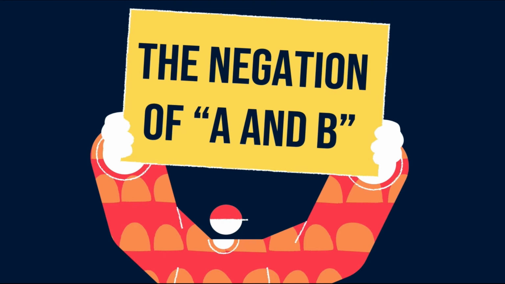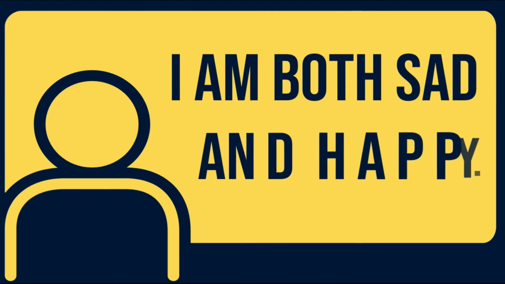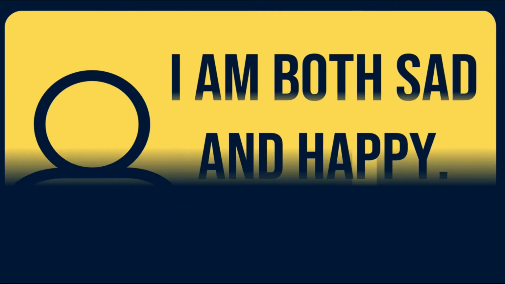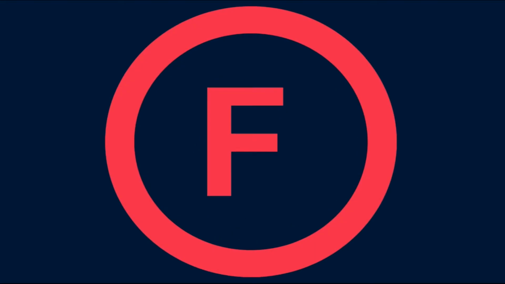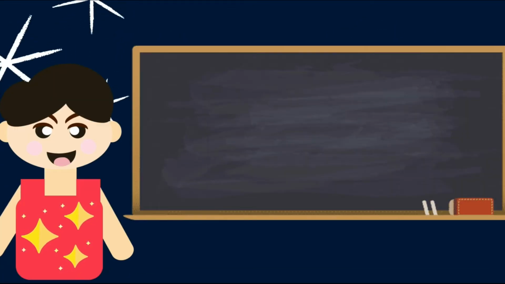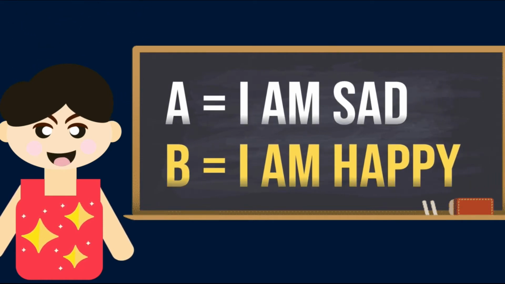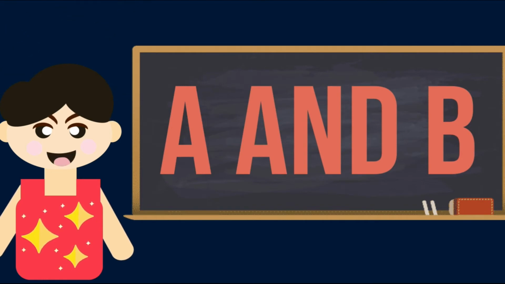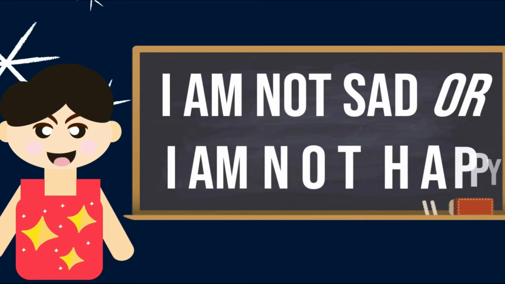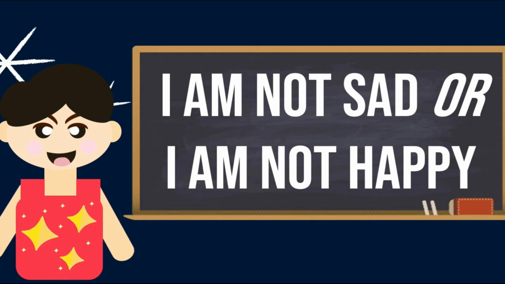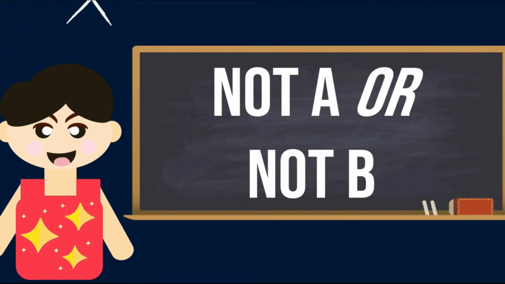Second, the negation of A and B. Consider the statement, I am both sad and happy. For this statement to be false, I could be either not sad or not happy. If we let A be the statement, I am sad, and B be the statement, I am happy, the negation of A and B becomes, I am not sad or I am not happy. Or, not A or not B.